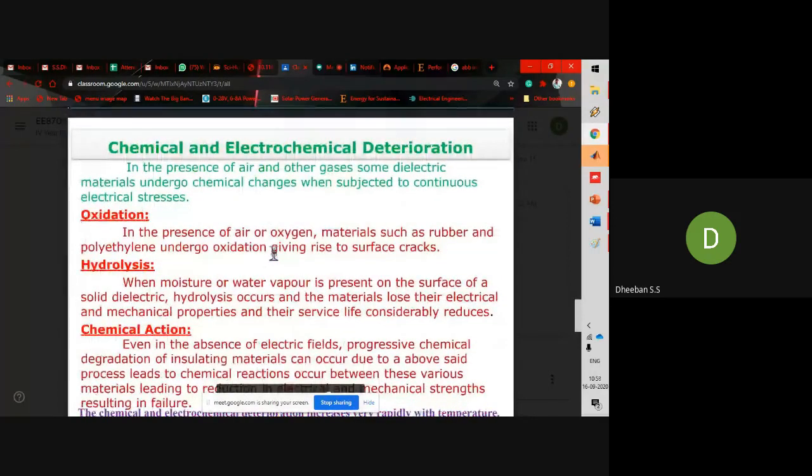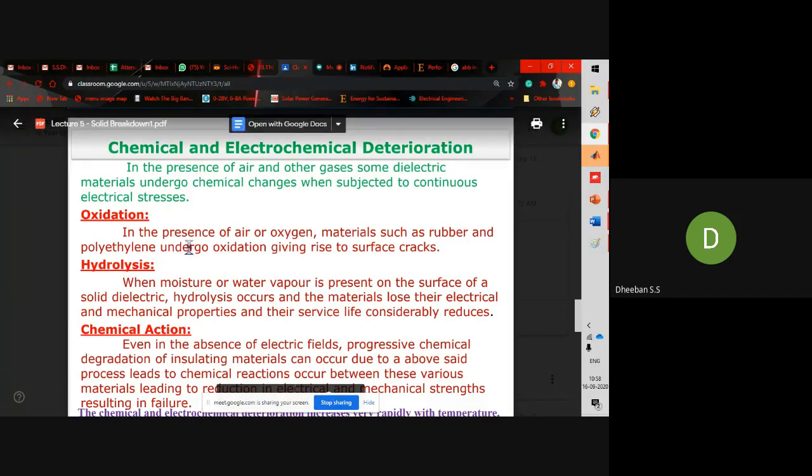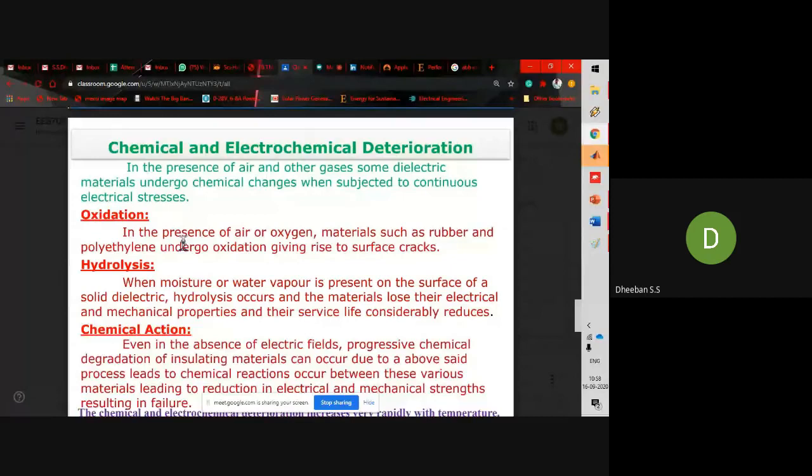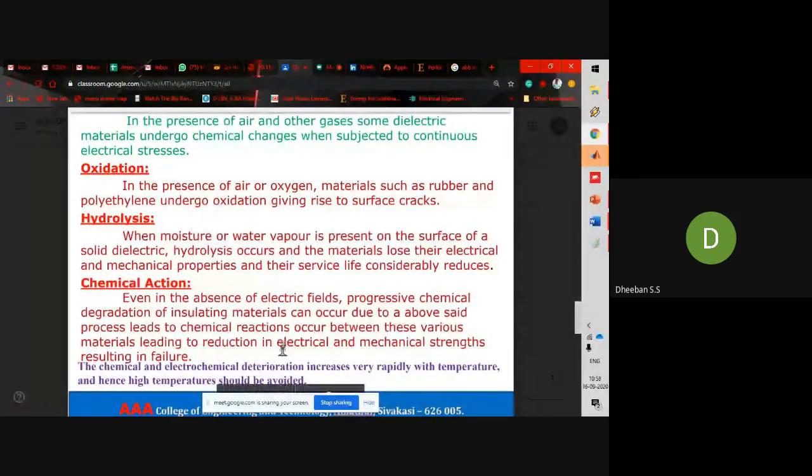So next we'll be going through the chemical or electrochemical deterioration. You know some of the chemical actions. Due to some of the chemical actions, there may be some kind of breakdown. So oxidation: in presence of air or oxygen, materials such as rubber or polyethylene undergo oxidation, giving rise to surface deterioration. This is similar to the rusting of iron. Second, hydrolysis. So these are some chemical actions. This you can just read it down.